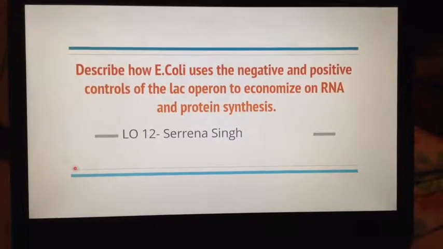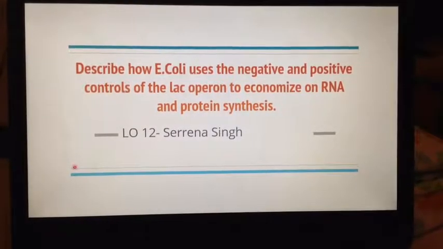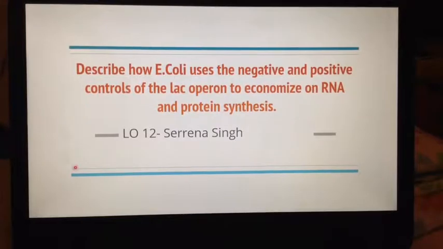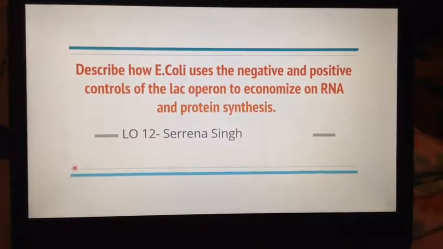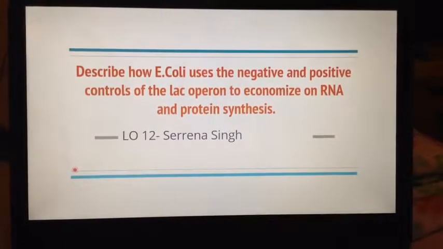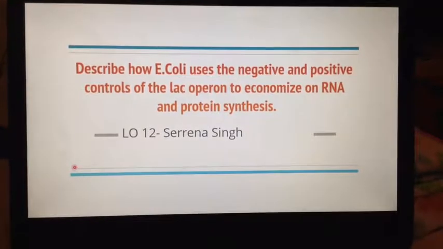This is Learning Objective 12. In this video, I'm going to describe how E. coli uses the negative and positive controls of the lac operon to economize on RNA and protein synthesis.